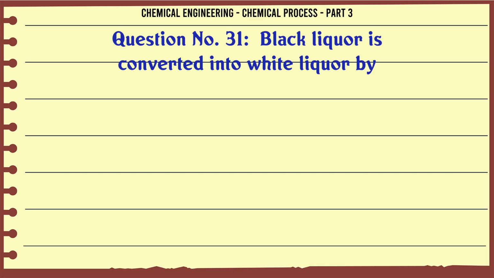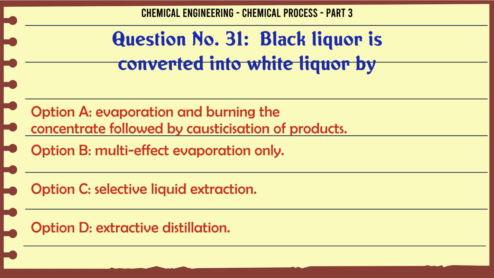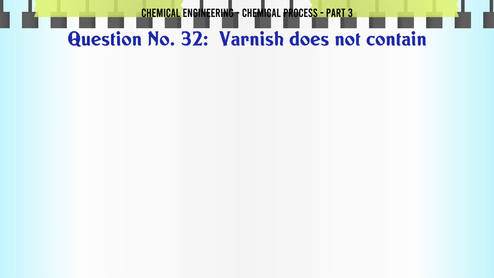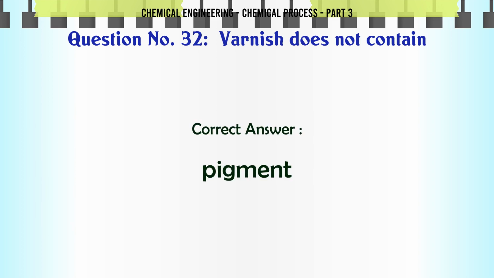Black liquor is converted into white liquor by A. Evaporation and burning the concentrate followed by causticization of products, B. Multi-effect evaporation only, C. Selective liquid extraction, D. Extractive distillation. The correct answer is evaporation and burning the concentrate followed by causticization of products. Varnish does not contain A. thinner, B. pigment, C. both A and B, D. neither A nor B. The correct answer is pigment.